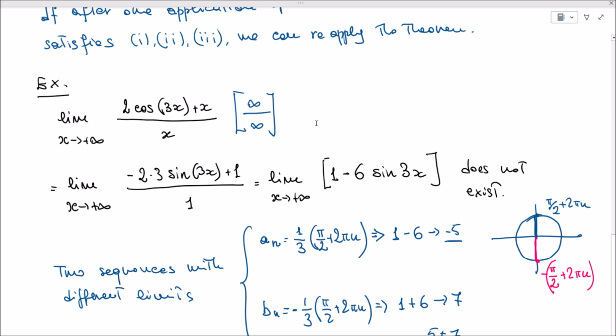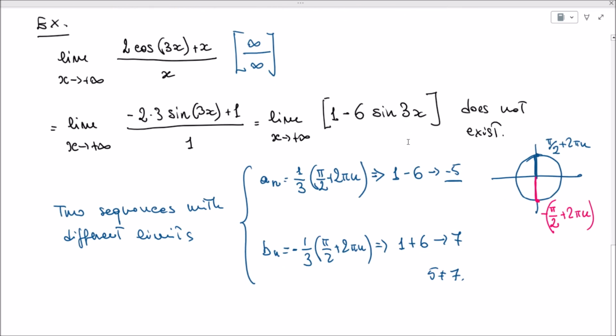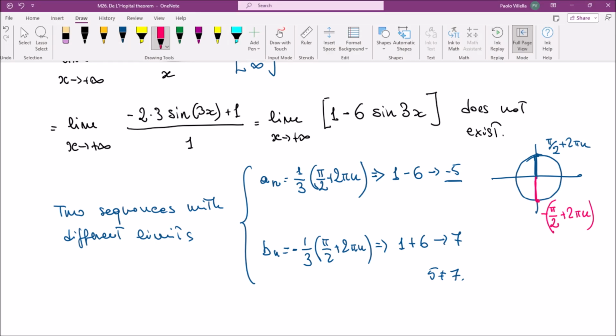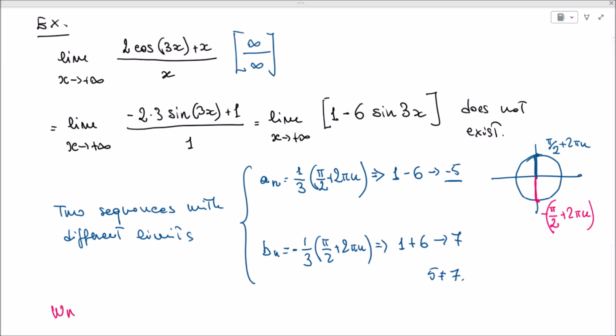So can we conclude then that the initial limit has no limit? It would be wrong, okay? Wrong conclusion.